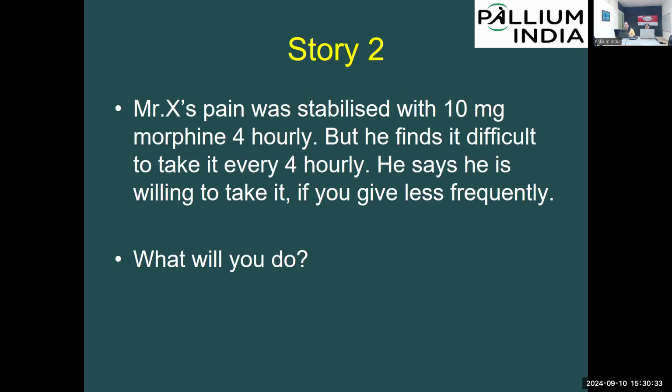So next, we are moving on with the patient story. So this patient, we had started him with 10 milligram of oral morphine 4 hourly, with stable pain relief. But the patient finds it very difficult to take every 4 hourly. He understands that it is important to take the medications and is willing to take it, but he is requesting if you can give it less frequently. Is there any other ways by which we can address this need of the patient?